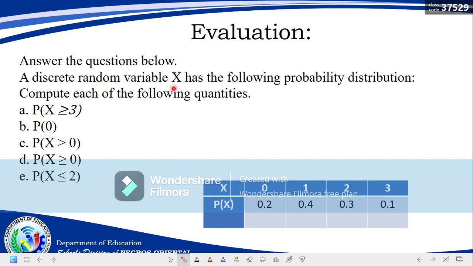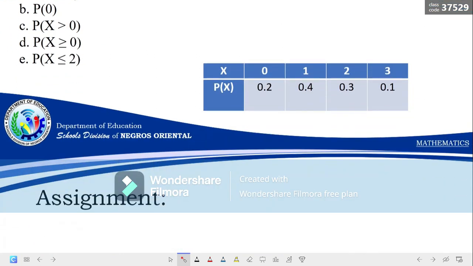A discrete random variable x has the following probability distribution. Compute each of the following quantities. Letter A, probability of x when x is greater than or equal to 3. B, probability when x is 0. C, probability when x is greater than 0. D, probability when x is greater than or equal to 0. And E, probability when x is less than or equal to 2. Okay, so I hope that you can answer that one. So we can proceed to the next.